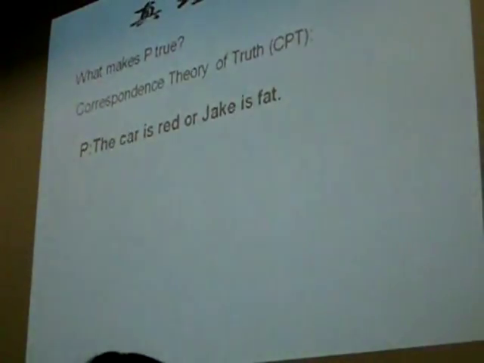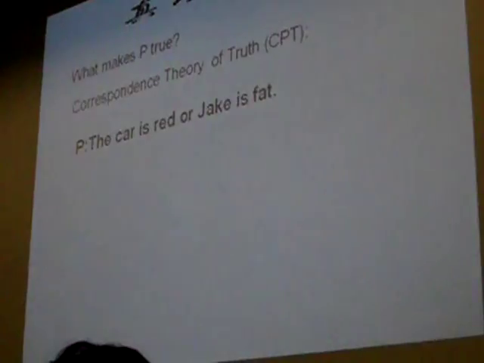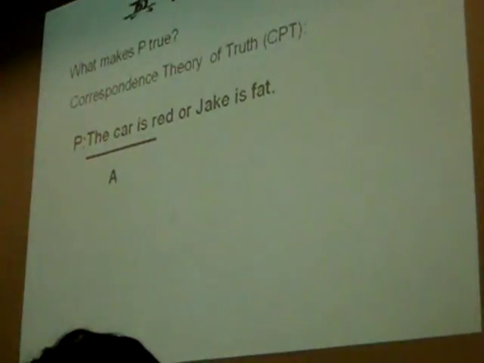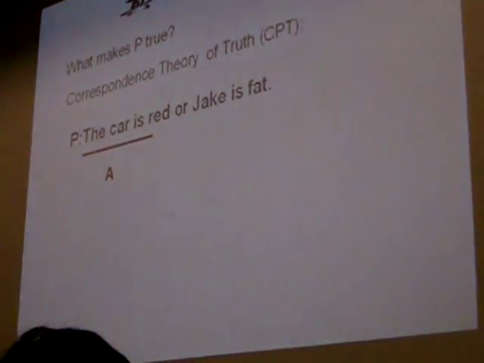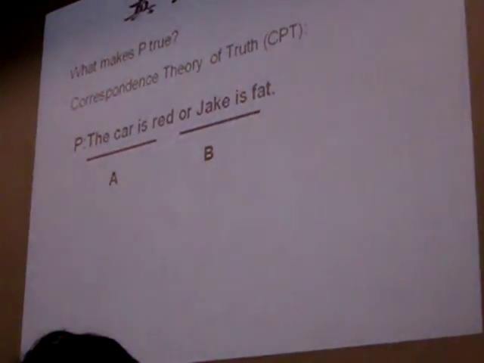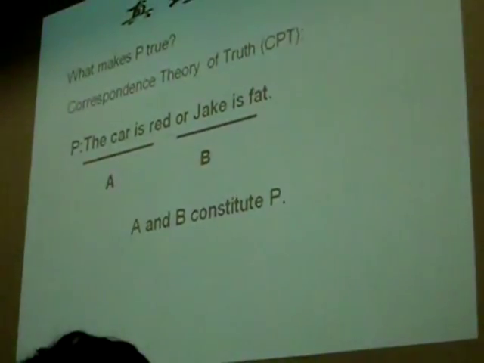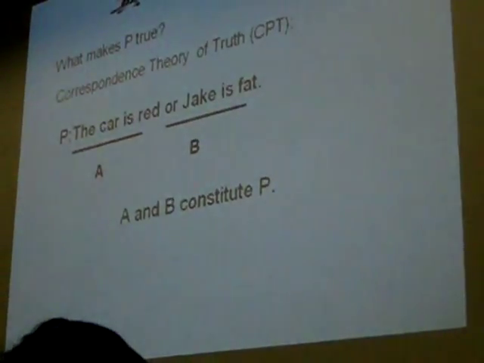In other words, consider this proposition. This proposition is a complex proposition, and it is composed of two simple propositions. Proposition A, the car is red. Proposition B, Jake is fat. A and B constitute P. Now, P is a complex proposition.